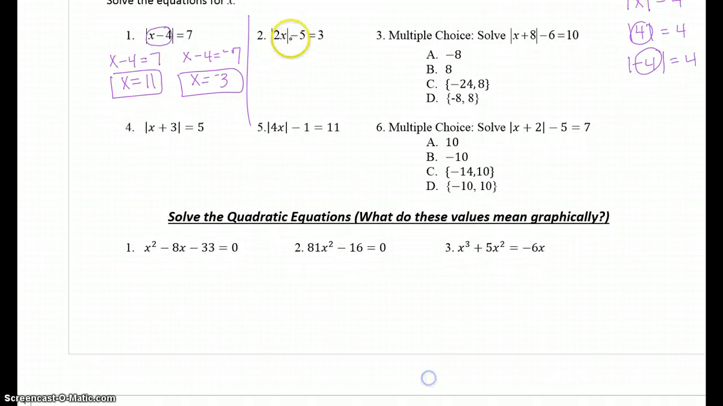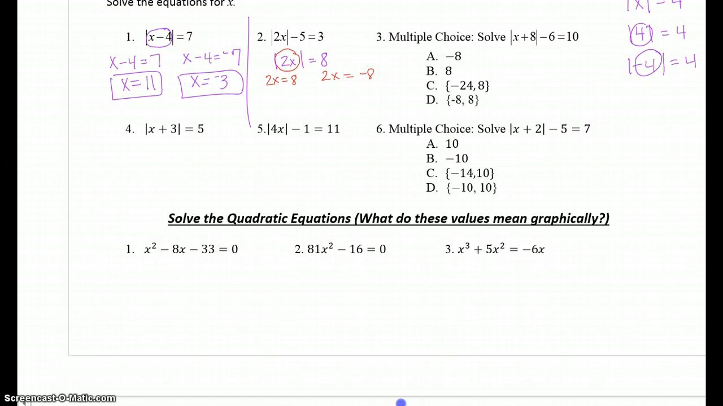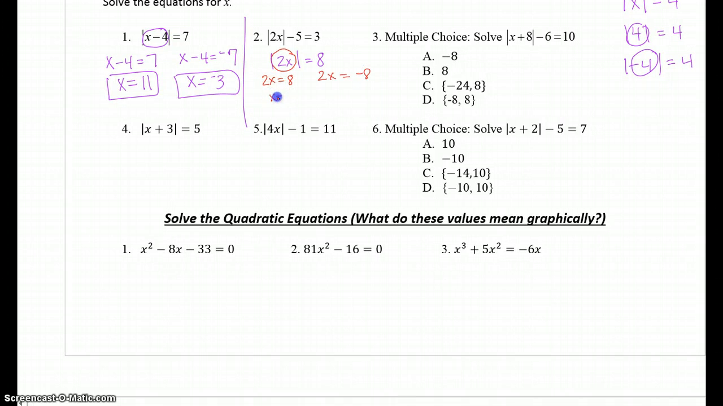Number 2, first I have to isolate the absolute value. So I'm going to add 5 to both sides. I get the absolute value of 2x equals 8. Now again, the inside can be equal to a positive or a negative, and I solve those individually. So this gives me 4, and this gives me negative 4.